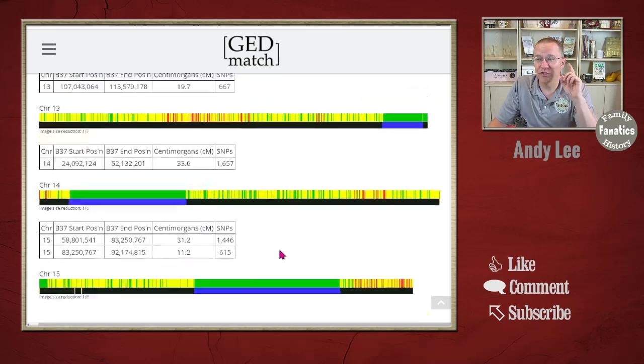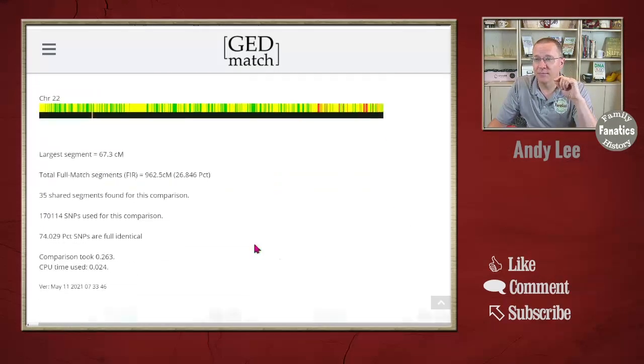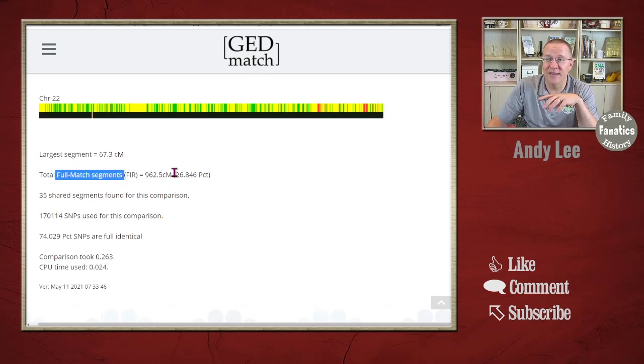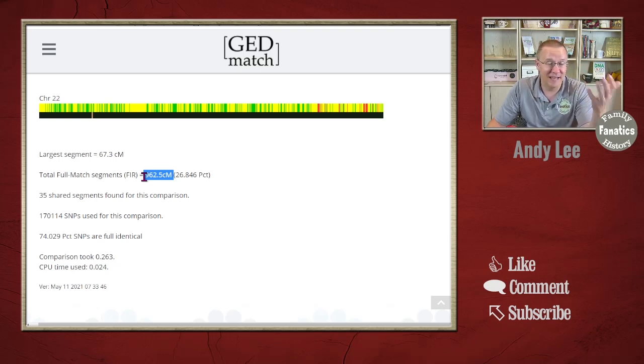If we scroll all the way down to the bottom, we will see some information that is helpful to us. In this case, I'm just looking at the fully matched segments, and there are 962 centimorgans of fully matched DNA. That's right in line with what you would expect with siblings.